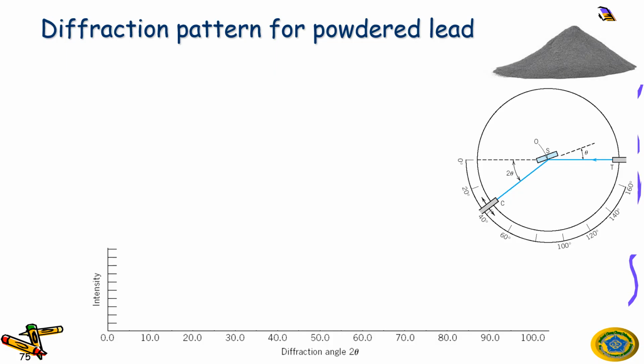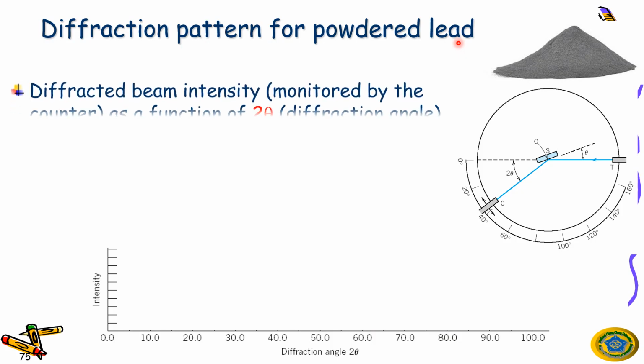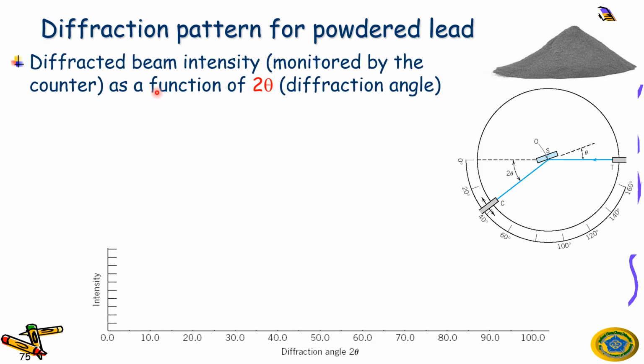Right, so this is important. If we have powder lead, and we put the powder lead into the stage as a specimen, and we have X-ray shoot to this specimen, and then we have a collector here, we will get a set of peaks, and this is the pattern of the powder lead. The diffraction beam intensity is a function of 2 theta.